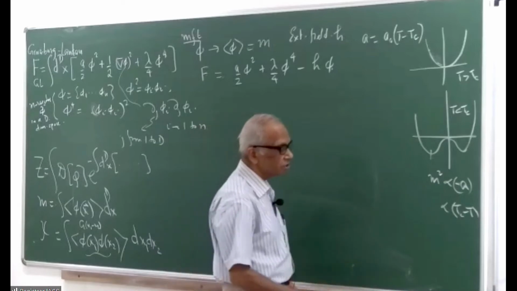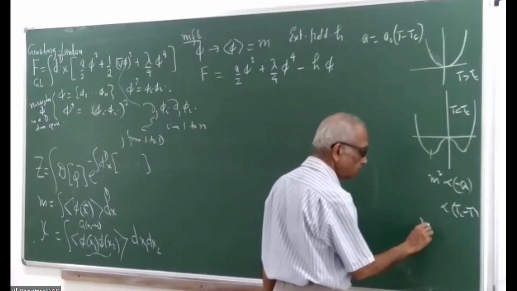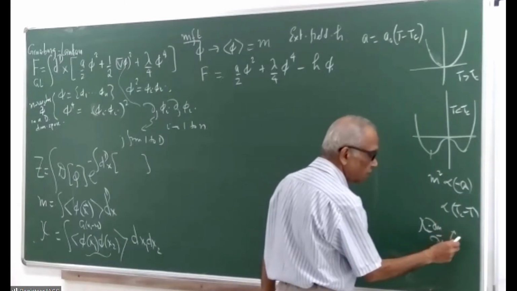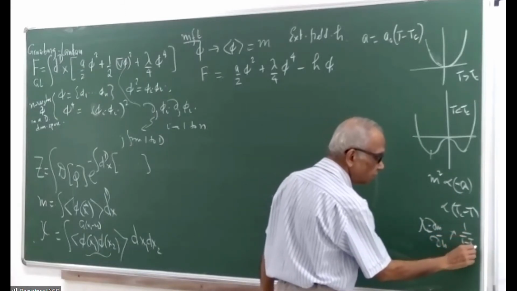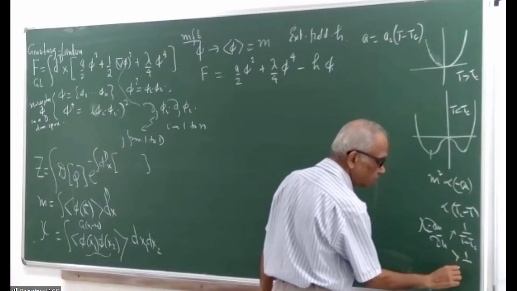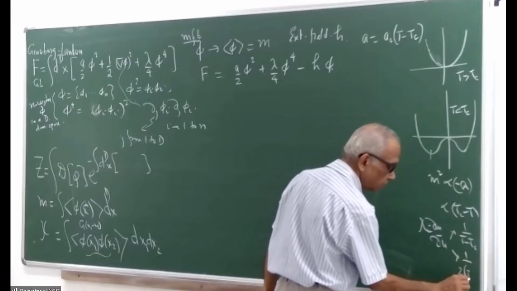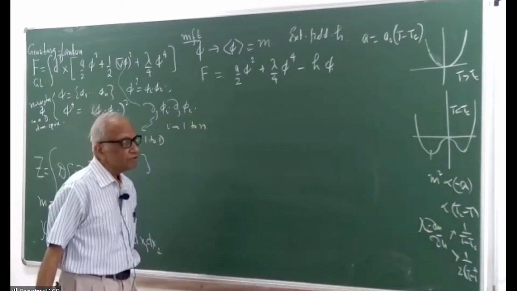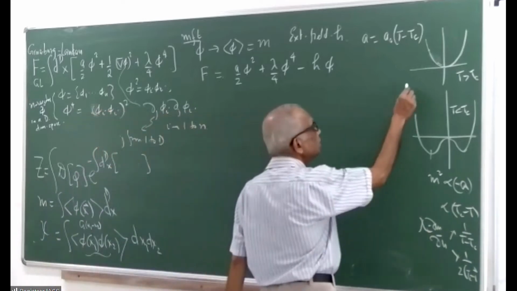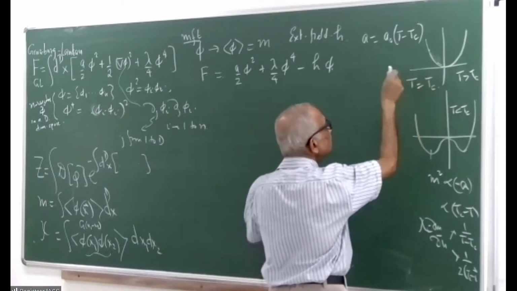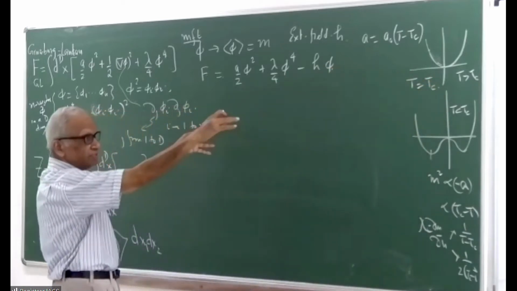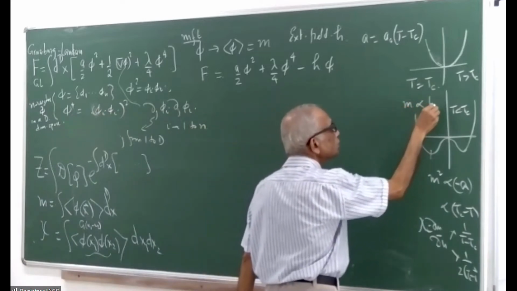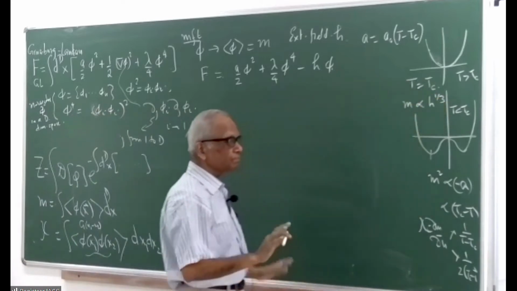Then we found the susceptibility. The susceptibility, which was del m del h as h goes to 0, is 1 over T minus Tc above, and is 1 over 2 times Tc minus T below. So that's alpha, beta, and at T equal to Tc, where the free energy is more flat at the bottom, you get m proportional to h to the power 1 by 3.